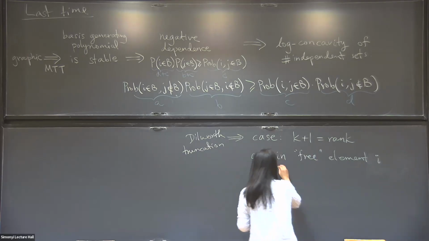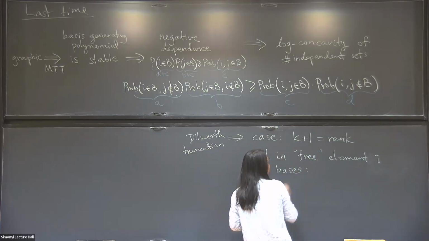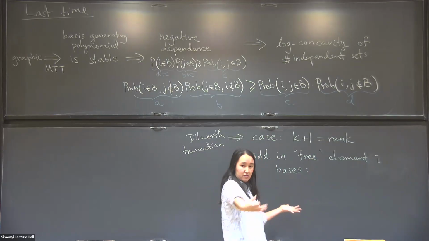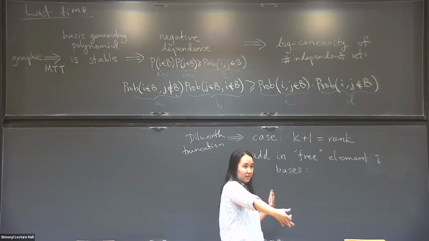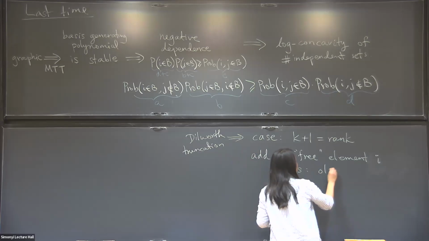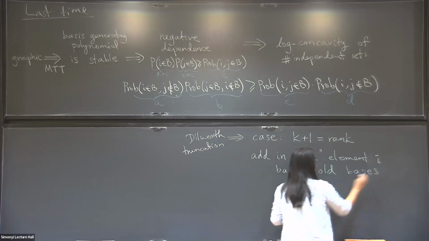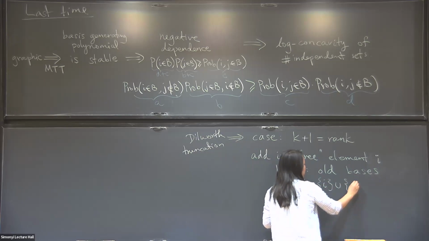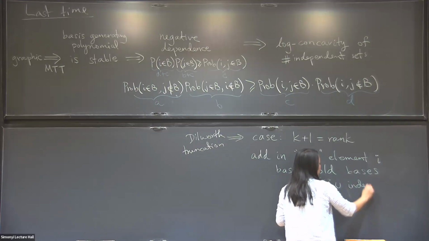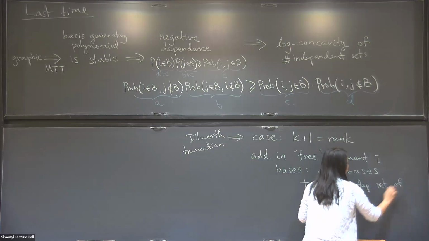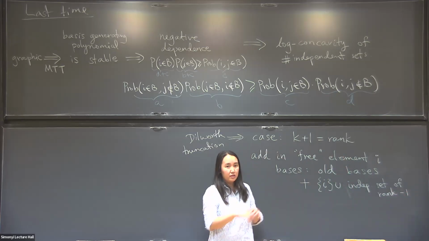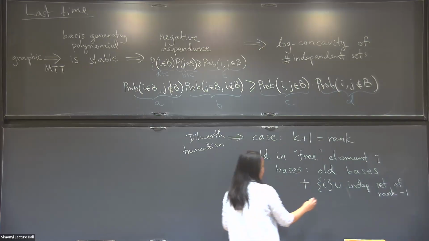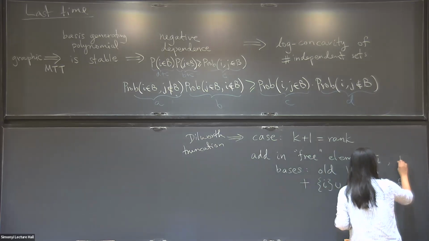So when you add in, say, one free element I, the new matrix has a bigger ground set, because you have the whole ground set together with I. And the bases are all the old bases, together with things that look like I union some independent set of rank minus 1 that already exists. And you do that twice, once for the free element I, and then again for J.